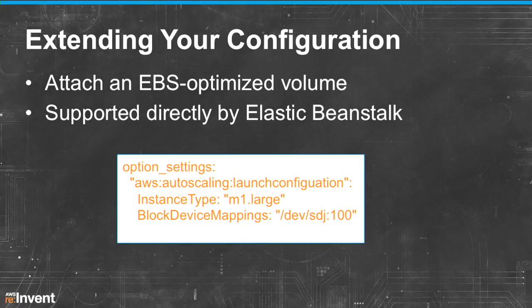In this case, I actually want to change the launch configuration. I want to be able to say, well, I really want an M1 large instance type. And I want to attach an EBS volume to each instance that is spun up. And so I can do that through block device mappings. Auto-scaling supports block device mappings to allow you to attach EBS volumes during instance creation. So each instance in this case will get a 100 gig volume that will be attached to dev SDJ in a Linux world.